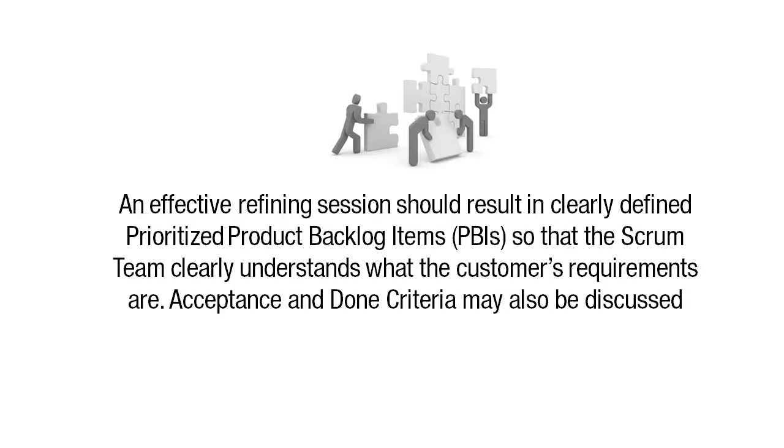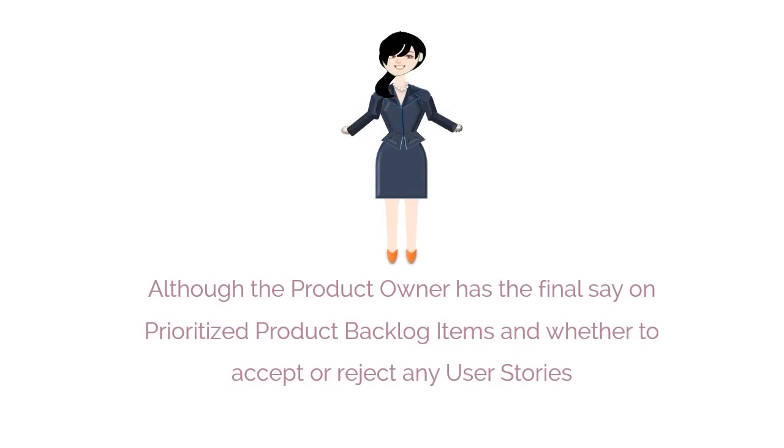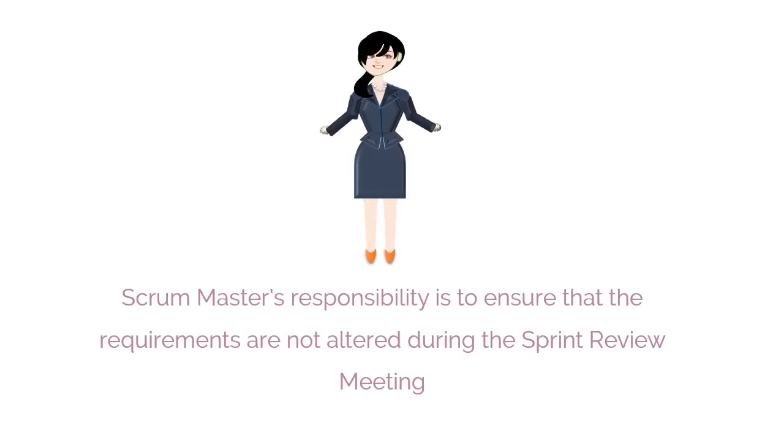An effective refining session should result in clearly defined prioritized product backlog items, PBIs, so that the Scrum team clearly understands what the customer's requirements are. Acceptance and done criteria may also be discussed, although the product owner has the final say on prioritized product backlog items and whether to accept or reject any user stories. It is the Scrum Master's responsibility to ensure that the requirements and acceptance criteria are not altered during the sprint review meeting for the user stories completed in the current sprint.